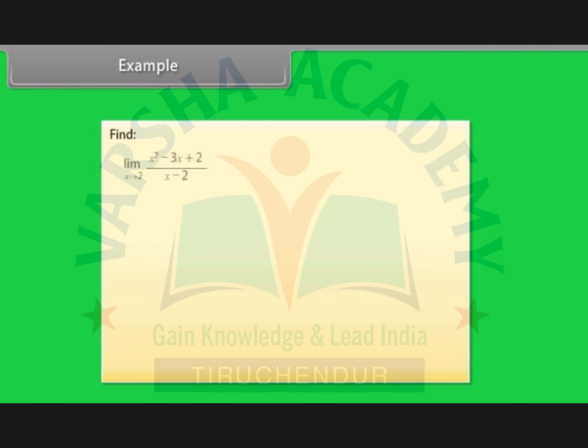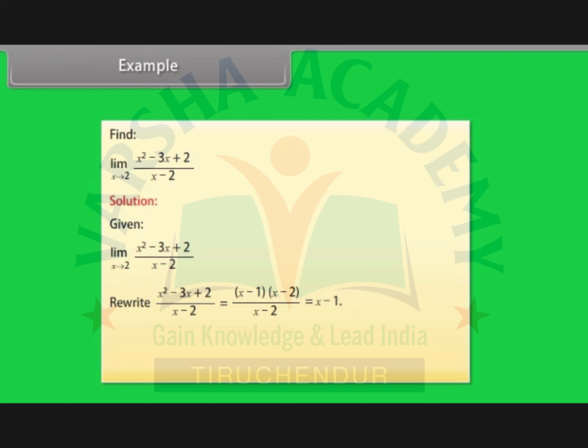Example. Find limit x tends to 2 of (x² − 3x + 2) divided by (x − 2). Solution. Given limit x tends to 2 of (x² − 3x + 2) divided by (x − 2). Rewrite (x² − 3x + 2) divided by (x − 2) as (x − 1)(x − 2) divided by (x − 2), which is equal to x − 1. Hence, the limit x tends to 2 of (x² − 3x + 2) divided by (x − 2) is equal to limit x tends to 2 of (x − 1), which is equal to 1.